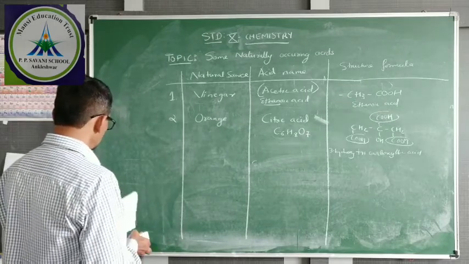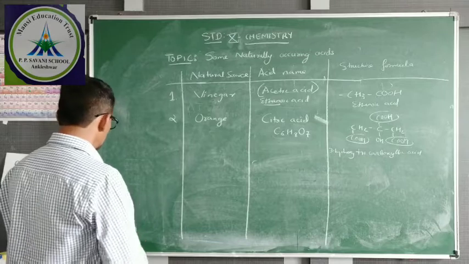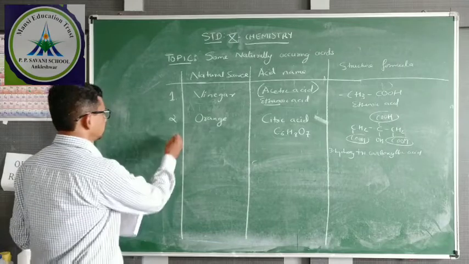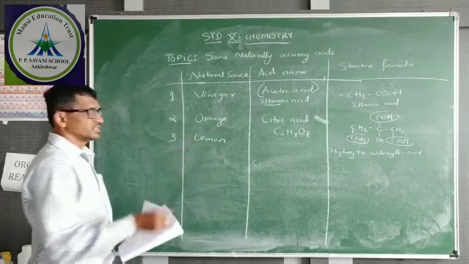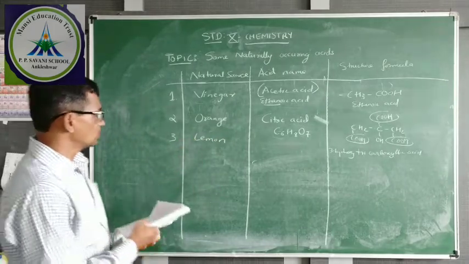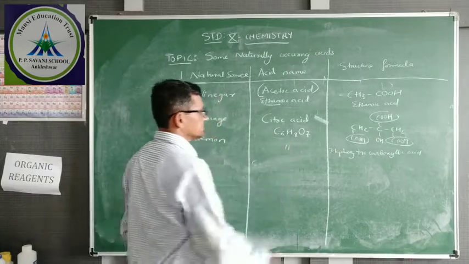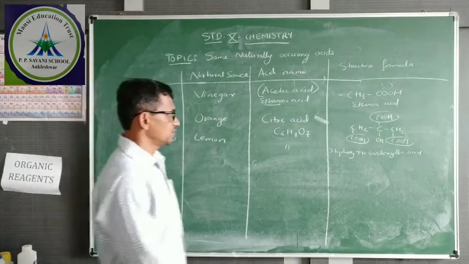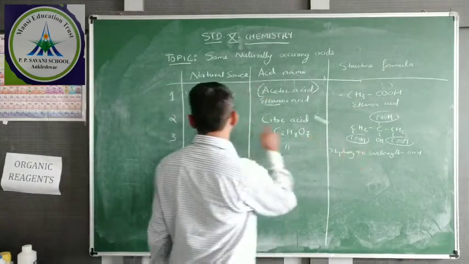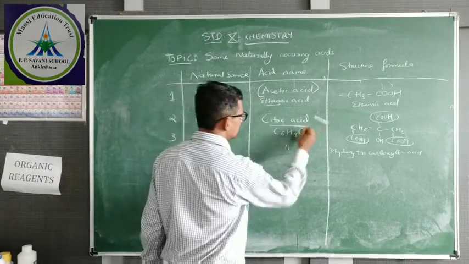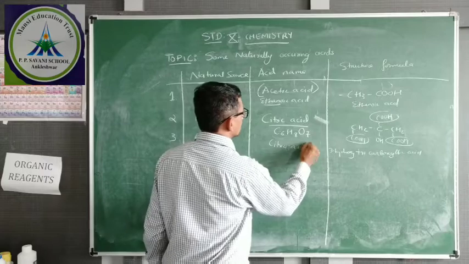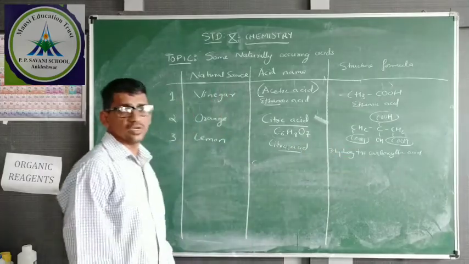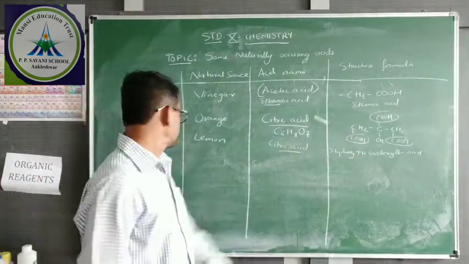lemon, orange and lemon. So lemon also contains this citric acid, same citric acid and the formula is the same. So orange and lemon contain this citric acid. Okay, structure is same, tricarboxylic acid.